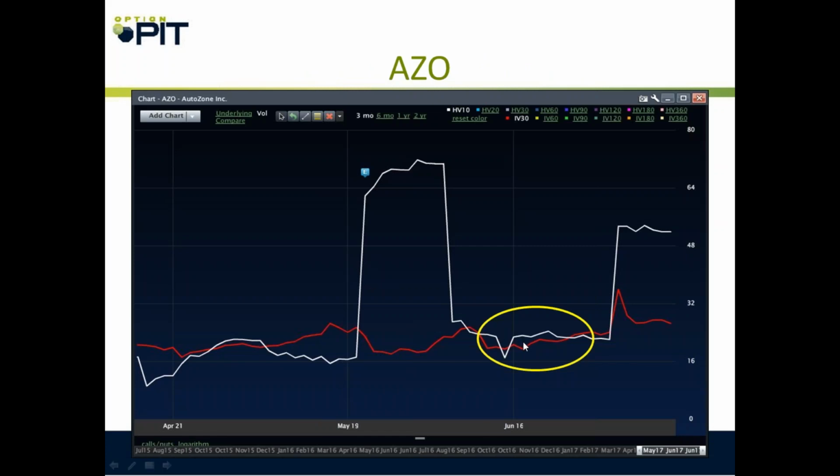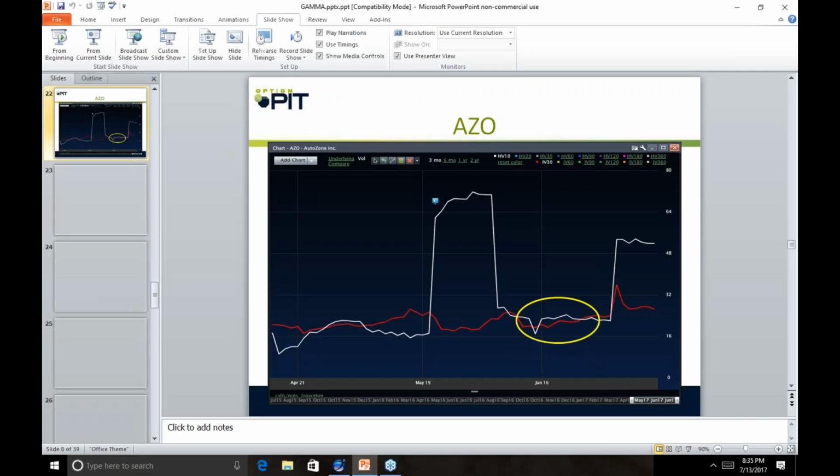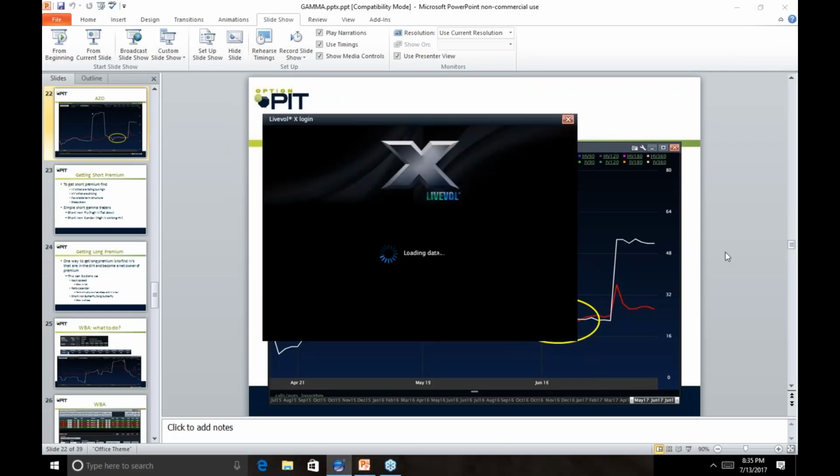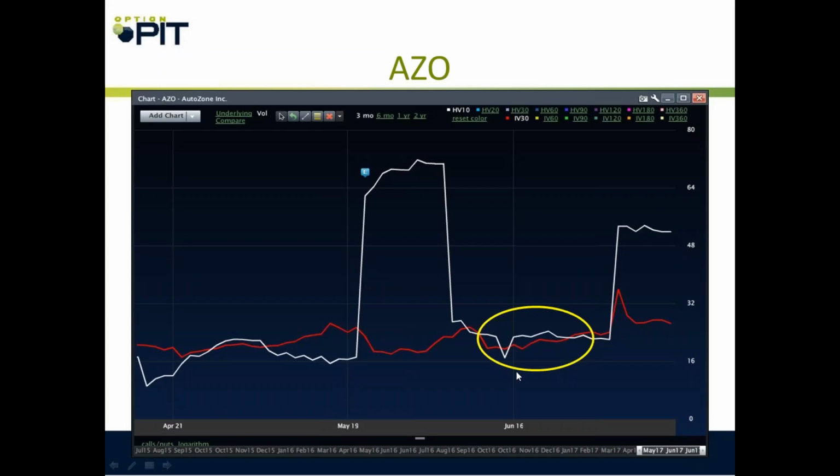I can show you a whole list of ones that were interesting. But here's AZO. This is one that I've been calling long premium for a while. It started to move more than its IV, and the IV was dirt cheap. I mean dirt cheap. You were a complete clown if you didn't own premium back here. And actually, I think IV is still too cheap in AZO.